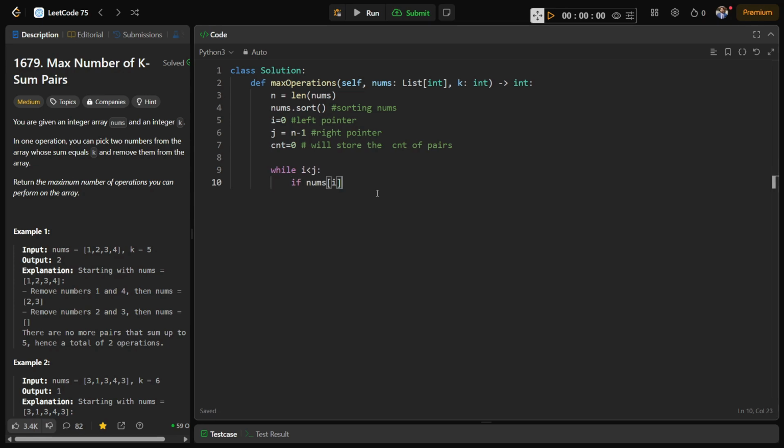If nums of i plus nums of j equals k, what will I do? i plus 1, j minus 1, and count plus 1. Else if nums of i plus nums of j is less than k, what will we do? We will increment i, else we will decrement j. At the end, we will return count.